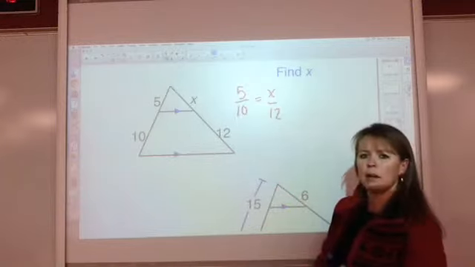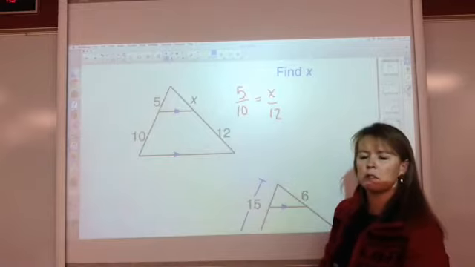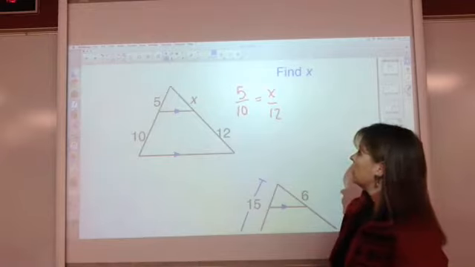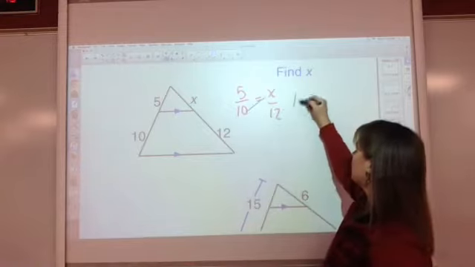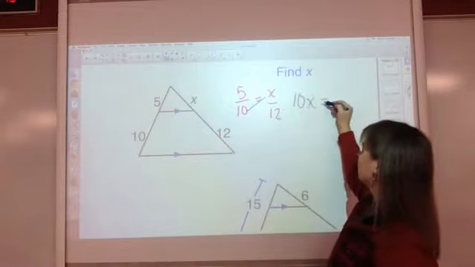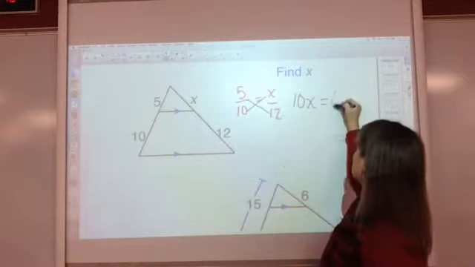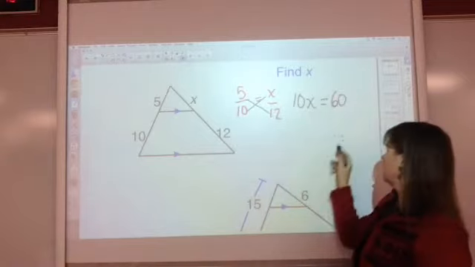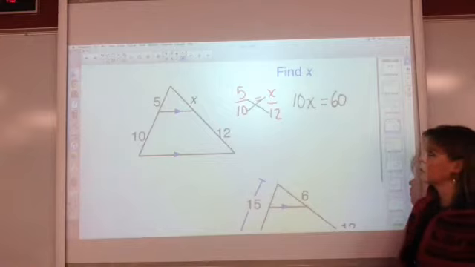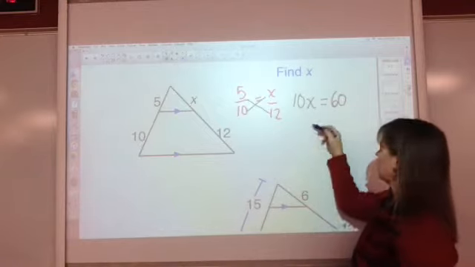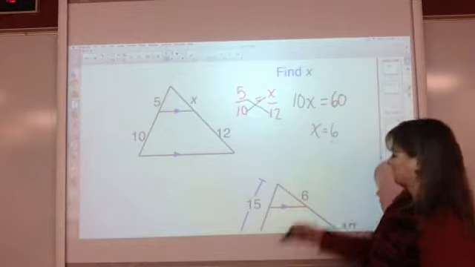Little review, reminder, how do you solve proportions? You cross multiply. When cross multiplying, turn it into an equation. 10x equals 60. Make an equation out of it, not another proportion or ratio. That's the whole idea of cross multiplying, is to turn it into an equation. You get x equals 6.